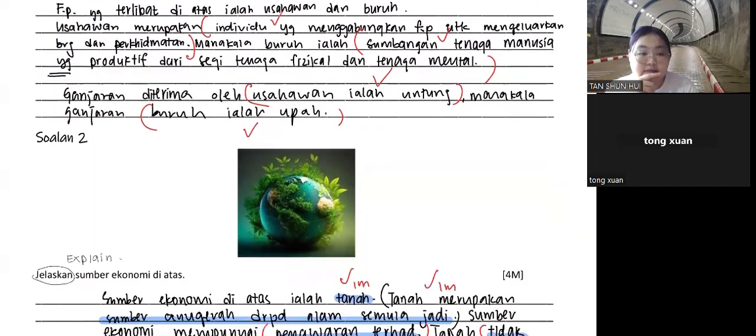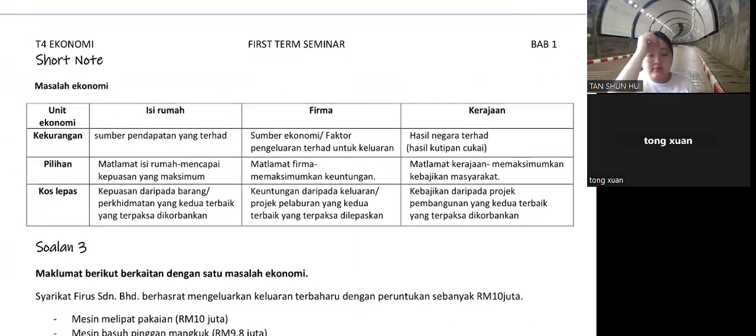Okay, now next. This one. Now the second part. We already know what sumber economy is. We have sumber economy yang terhad, kehendak yang tidak terhad, right? Then we are facing one problem, which is masalah economy.